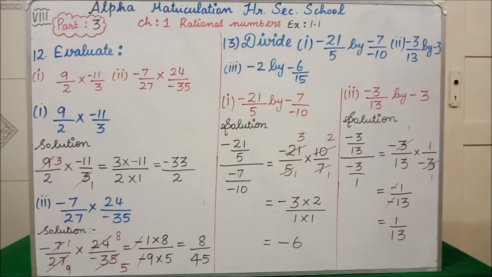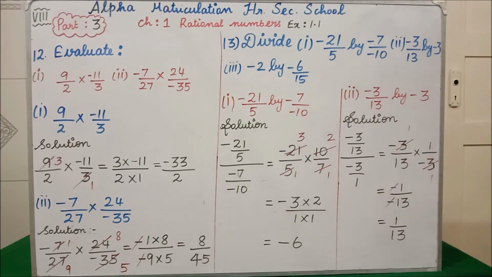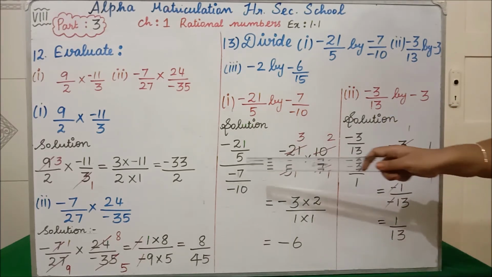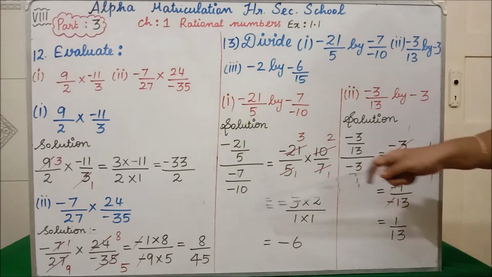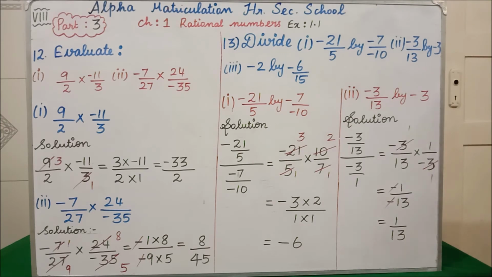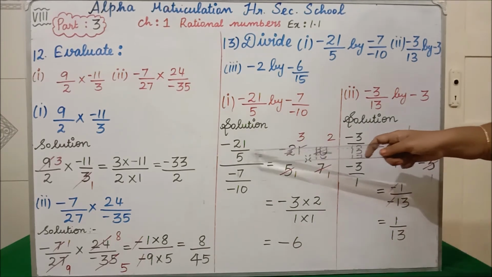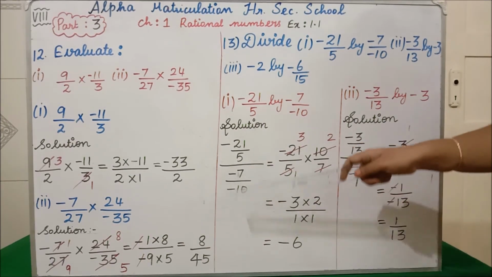So I have told you previously, for division, if you are having another fraction, the denominator part will become what? It will become reciprocal. Reciprocal means the numerator part will go down and the denominator part will come up. That we will say as reciprocal. So I am writing this minus 21 by 5 as such. This term, minus 7 by minus 10.